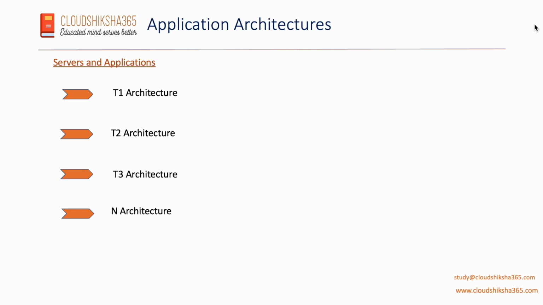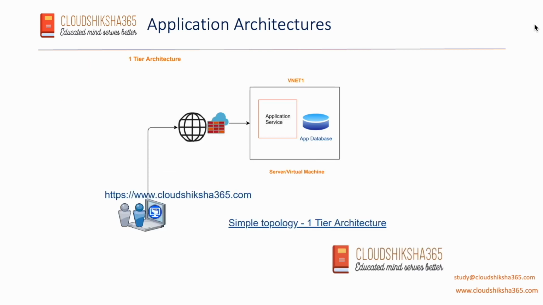When we talk about application architecture, basically there are four sets of architectures which are mostly used across the IT domain, and we call them T1 architecture, T2 architecture, T3 architecture, and N architecture. Or sometimes we simply say tier 1, tier 2, tier 3, and N tier. So what does this mean? Let's start with the tier 1 application architecture.